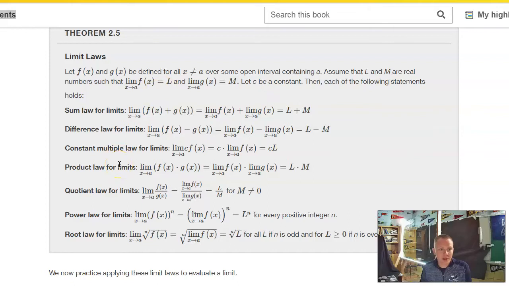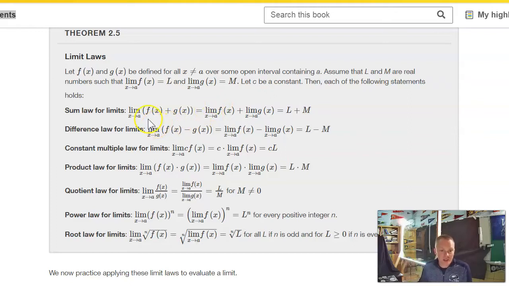So yeah, you can see my screen here, I hope. This is a screen right out of the textbook. Feel free to copy this down if you want. But I think a lot of these they make some intuitive sense. So basically the conditions here for all of these are f and g are just functions that are defined over some interval containing a, everywhere except a, and then assume L and M are real numbers such that the limit of f is equal to L and the limit of g is equal to M. So basically we're saying these two limits of f and g exist, and one of them is equal to L and one of them is equal to M.